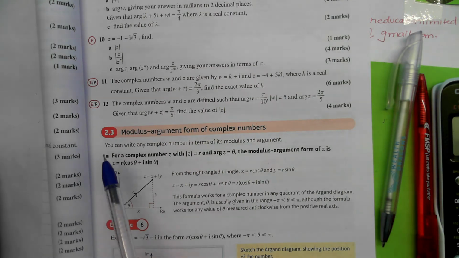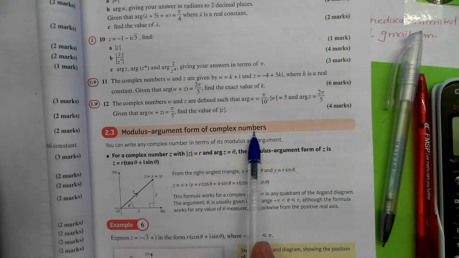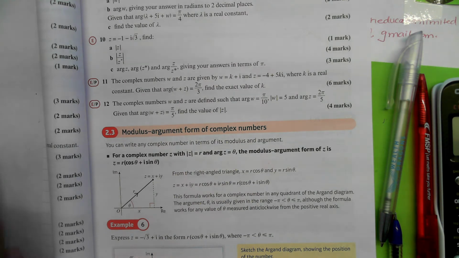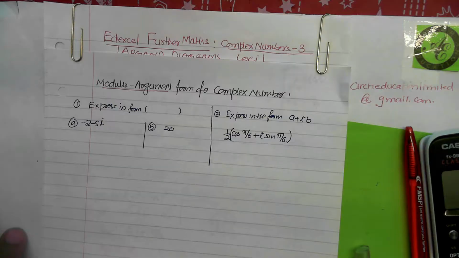So next we move on to 2.3, third unit, which is modulus argument form of complex number. All we know up till now is only one way of writing complex number, which is x plus iy or a plus ib. But now we're going to be working out a second way of writing complex number, which is really important for geometrical purposes. And I'll teach you how we write complex number in mod-arg form.